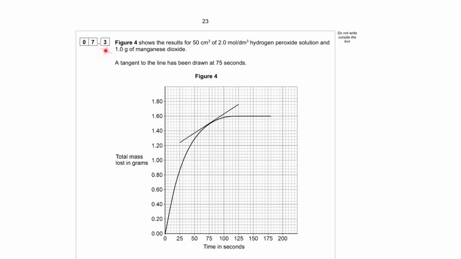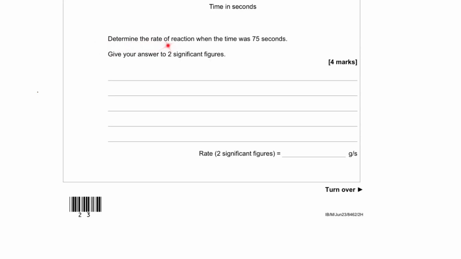Question 7.3. Figure 4 shows the result of 50 cm³ of 2 mol/dm³ hydrogen peroxide solution and 1 gram of manganese dioxide. A tangent to the line has been drawn at 75 seconds. It's 75 seconds and the tangent is drawn to that line. Determine the rate of reaction when the time was 75 seconds. Give your answer to 2 significant figures.